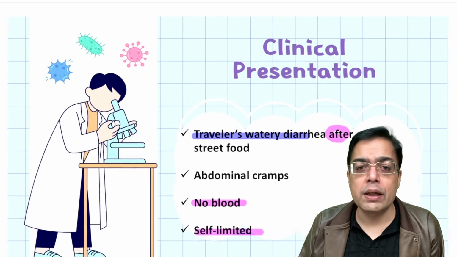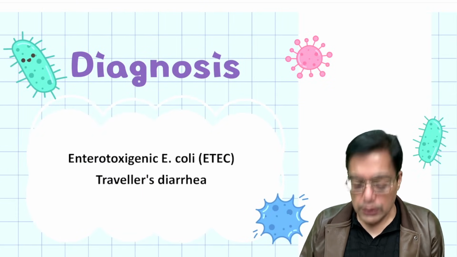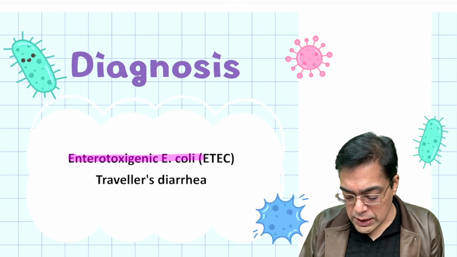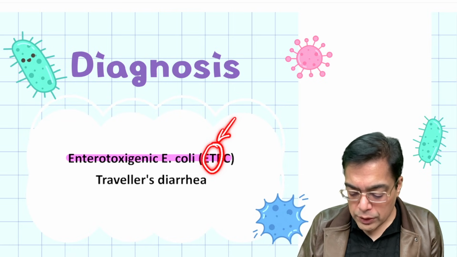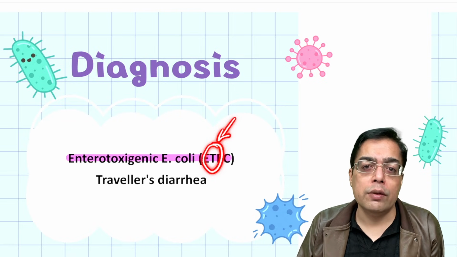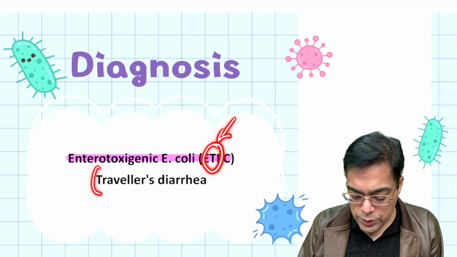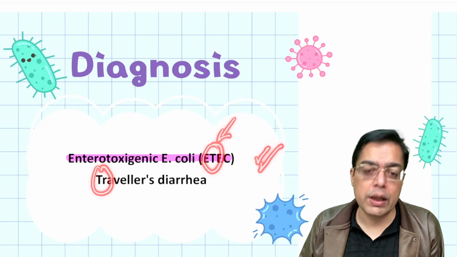So typically that is going to be caused by an organism that is given the name of enterotoxigenic Escherichia coli. Of course, you know that when I'm talking about Escherichia coli, the one having the alphabet T over here is what is associated with the traveler's diarrhea. That is what they ask you in the exam.